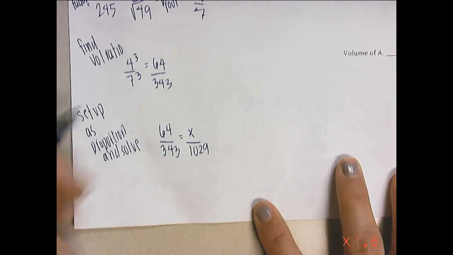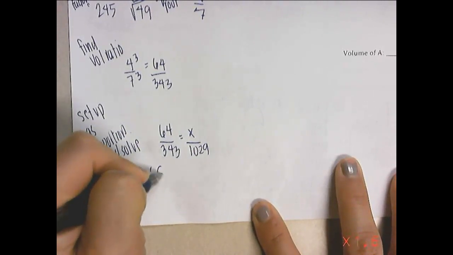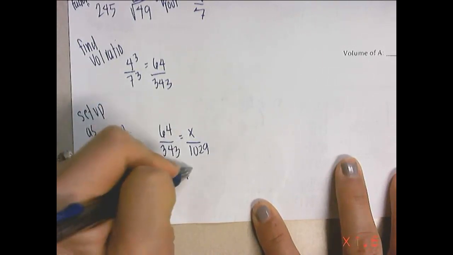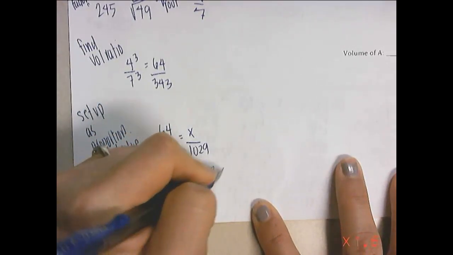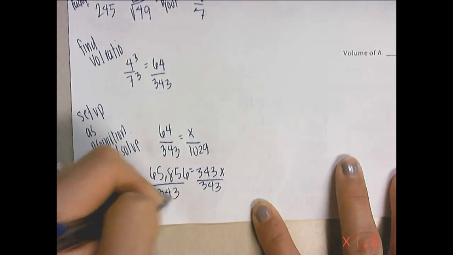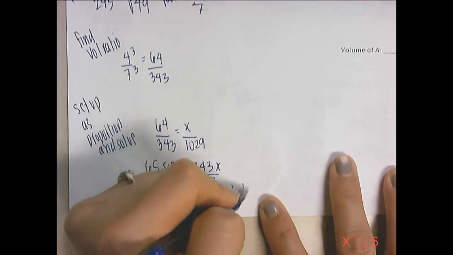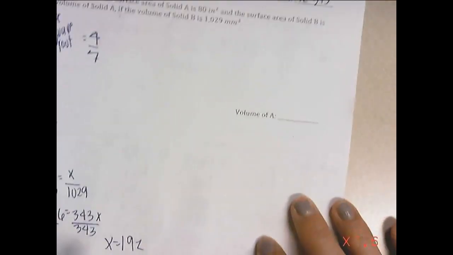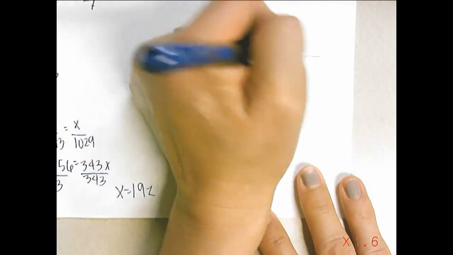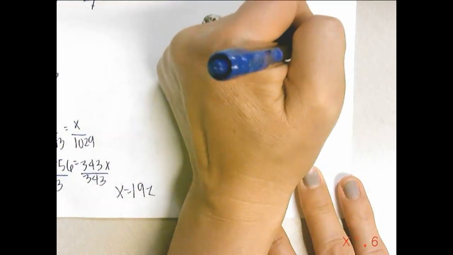All right, I'm going to cross multiply. I'm going to get 65,856 equals 343x. Divide by 343, divide by 343. X is going to equal 192. So the volume of A is going to be 192 millimeters cubed.